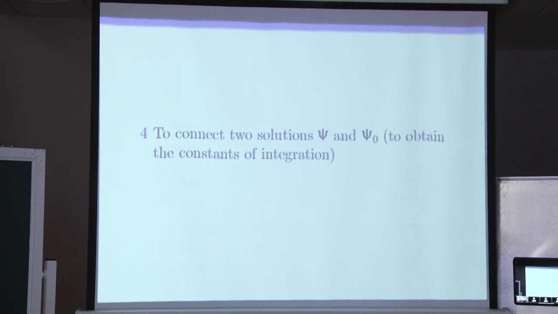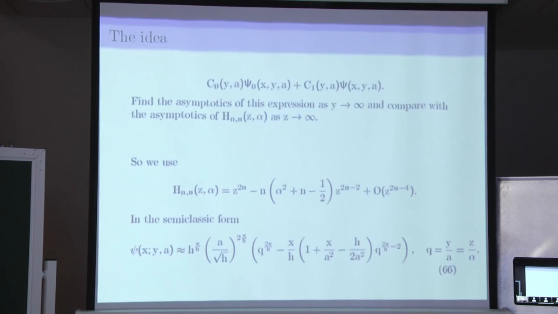And the last step is to find the connection between these two solutions. So we have two different solutions. We need to find the coefficients, C0 and C1. What is the idea? The idea is similar to the classical case. We study the asymptotics of this solution as z tends to infinity and compare it with the coefficient at the highest degree of our original diagonal polynomial. Our original diagonal polynomial is a polynomial of order 2n, and the coefficient is 1.